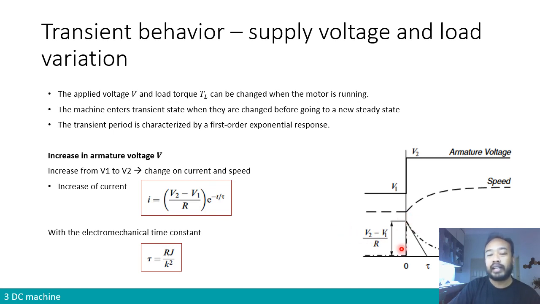Another thing that we also need to know is that transient takes a certain time. The duration of a transient is, as its name says, transient. It only takes a limited amount of time, and that time depends on tau. So the time it takes for the current and speed to go back to steady state depends on tau, which is proportional to RJ over K squared. Okay.